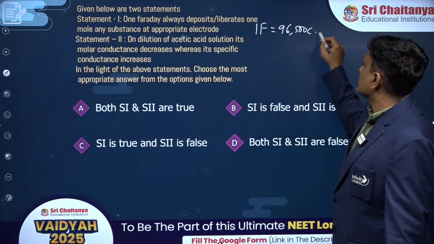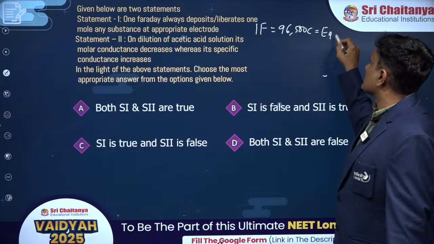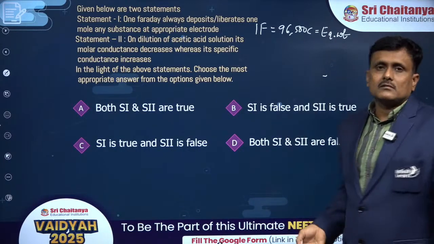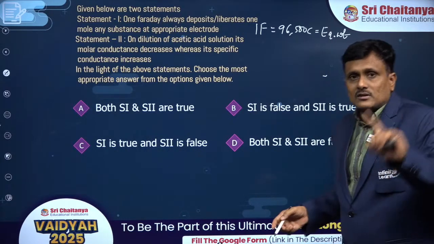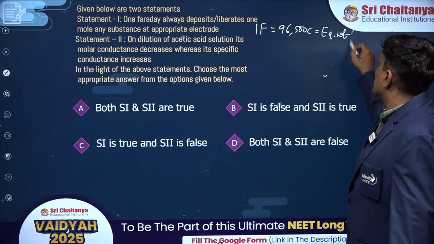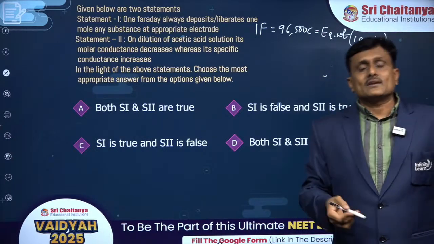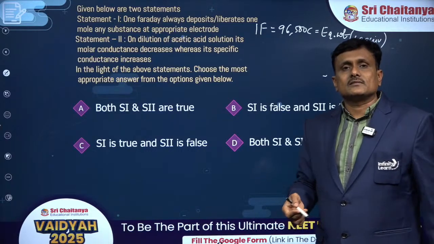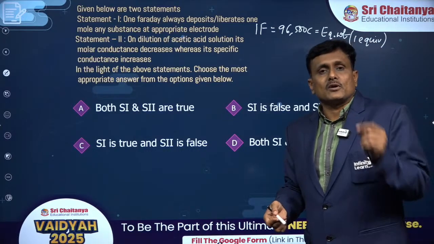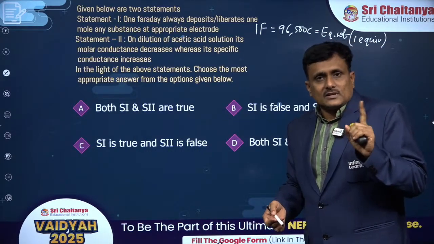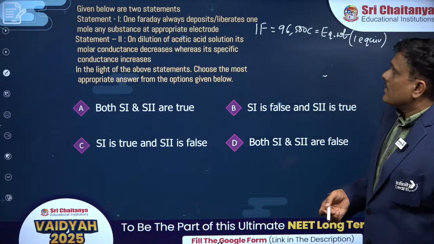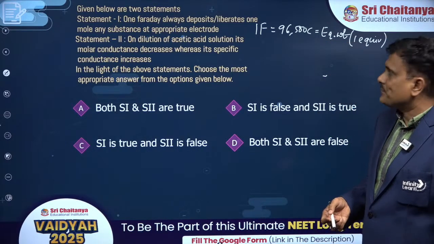1 equivalent means equivalent weight many grams. 1 Faraday is always equal to equivalent weight, not molecular weight. People think that it is 1 mole. No. Equivalent weight comes when you divide molecular weight by the n factor. So they are not the same. Okay, so that is not correct.